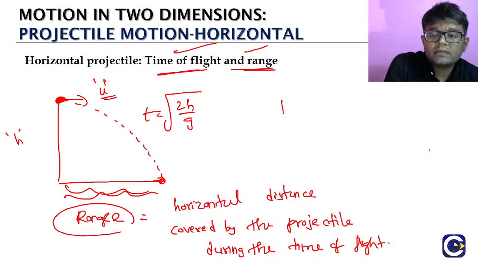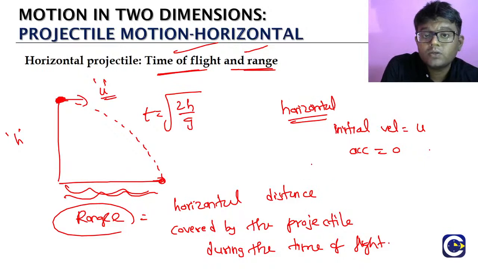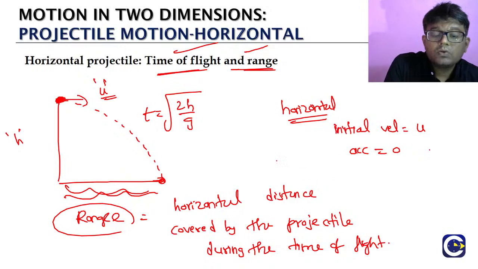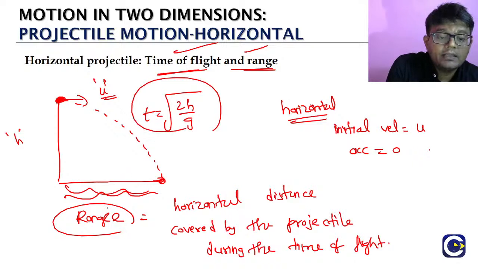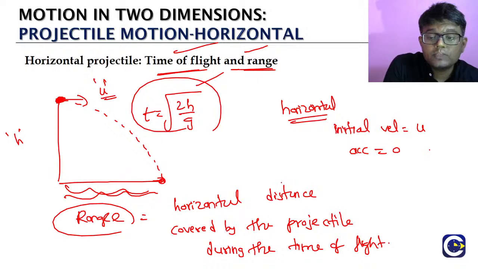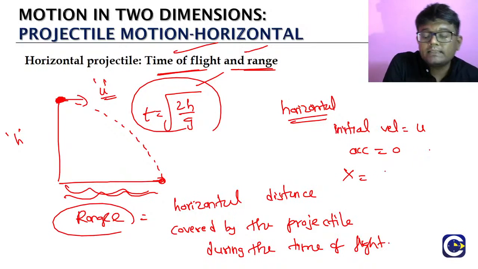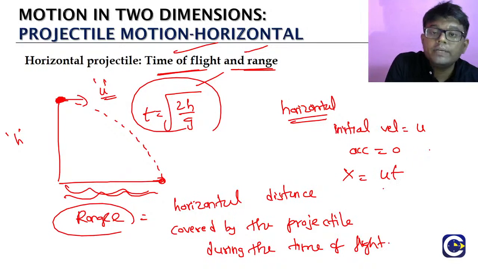So we have to shift now to the horizontal direction. In the horizontal direction, what is the initial velocity? u. What about the acceleration? 0. This is like uniform velocity motion. So what is the time in which you want to find the horizontal distance covered? Time is the time of flight, which is root 2h by g. So look at this horizontal direction, the displacement value x is equal to, already we have got it, u into t.